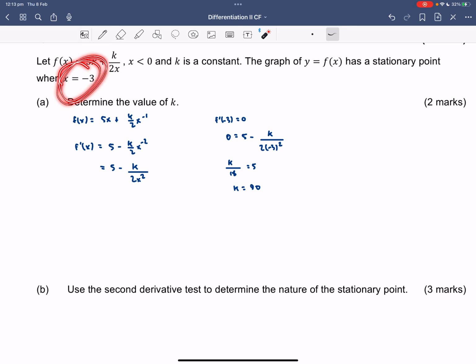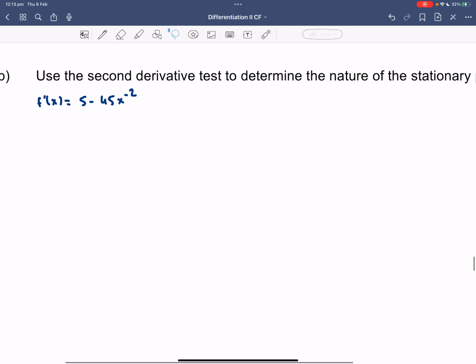We know we have a stationary point, and now they want us to use the double derivative test to figure out whether it's a min or a max. So if I was to rewrite f dash x again, but replace the k, it is 5 take k on 2, so 90 on 2 is 45, x to the -2. That is f dash x, and we have to use the second derivative to determine whether it's a min or a max, or a horizontal point of reflection.